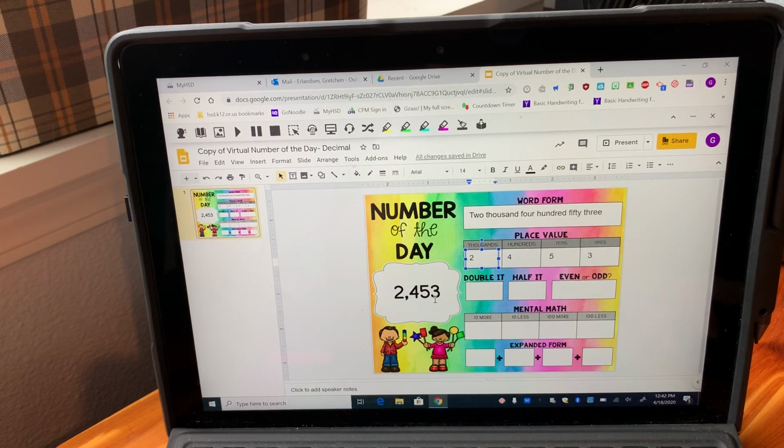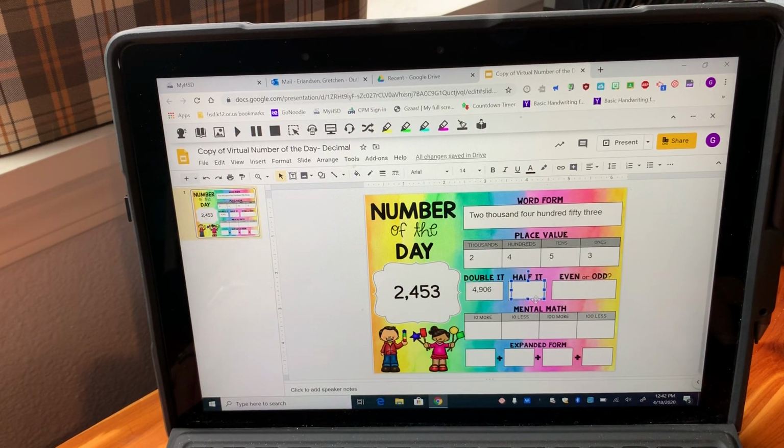So you could do one of two things. You can add 2,453 plus 2,453, or you can do 2,453 times 2. So there's a couple of ways that you can do it. So I went ahead and just did 2,453 plus 2,453, and my doubling was 4,906. So I'm just going to put that in there.